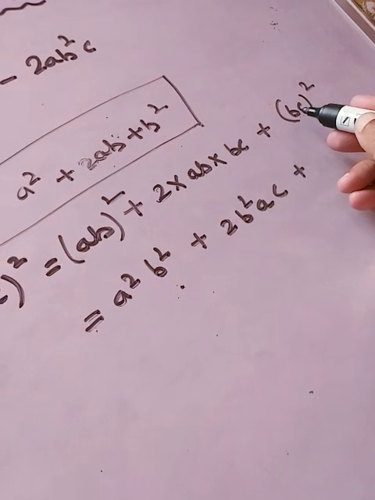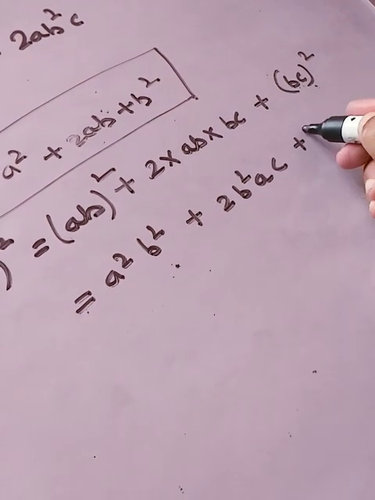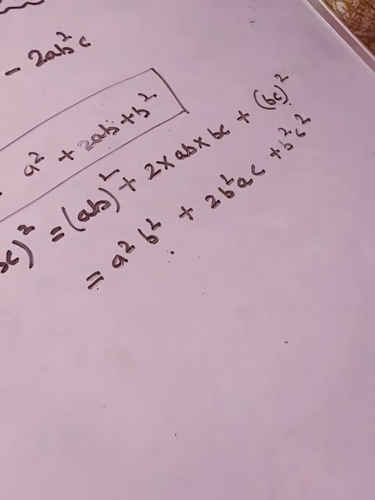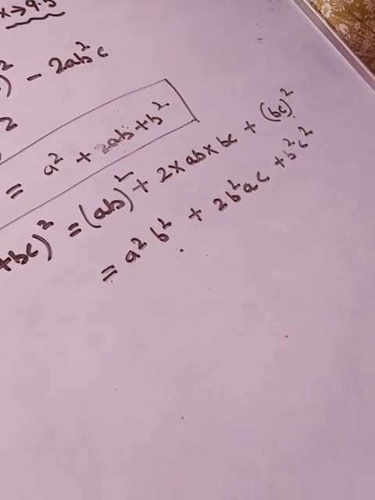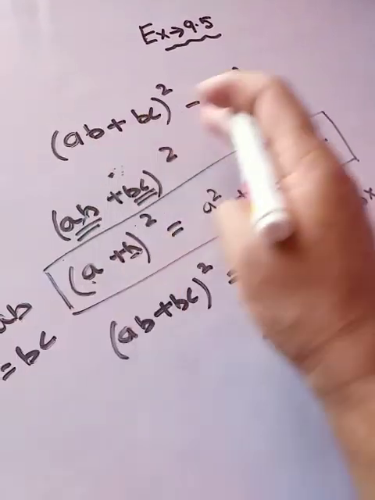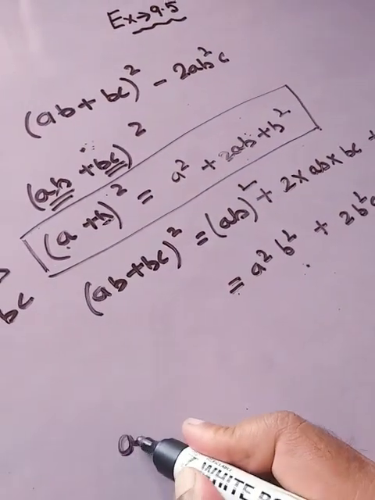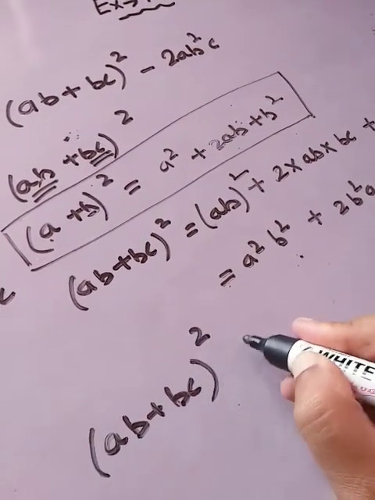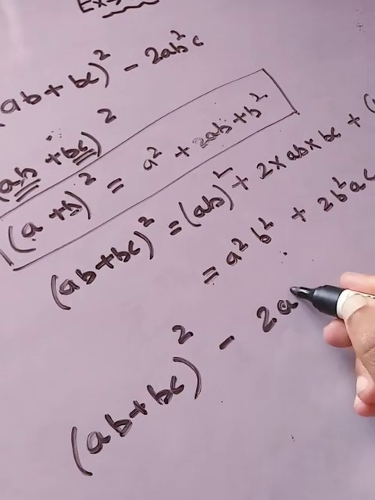What is the product of B into B? It will be B square. What is the product of C? It will be C square. Okay. Now we'll merge this answer with this whole expression. So let us write this whole expression again. So AB plus BC whole square minus 2AB square C.